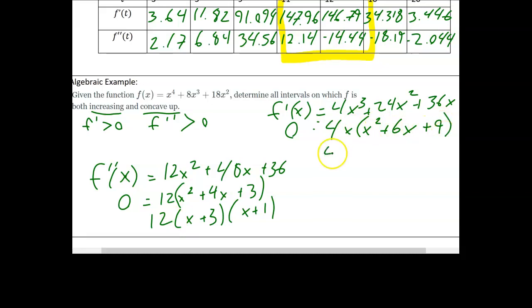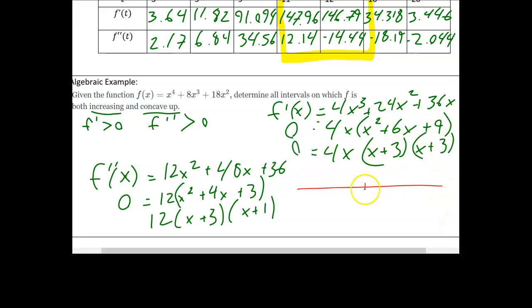Here I factor out a 4x. I get only 2 zeros, which is nice. So I get x plus 3 and x plus 3. And then I need two sign charts, right? So I'm going to line them up nice. Here's going to be my 0 for both. I have an f prime sign chart. Labeling these is super helpful so you can keep what you're doing straight. f prime had zeros at -3 and 0. And then f double prime had zeros at -1, which is between -3 and 0, and also -3. Notice those can be the same, and that's okay.